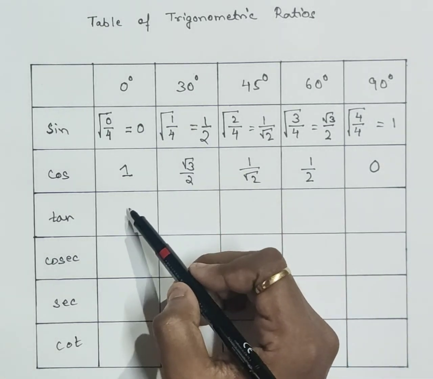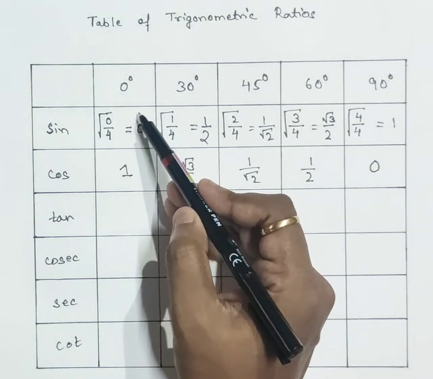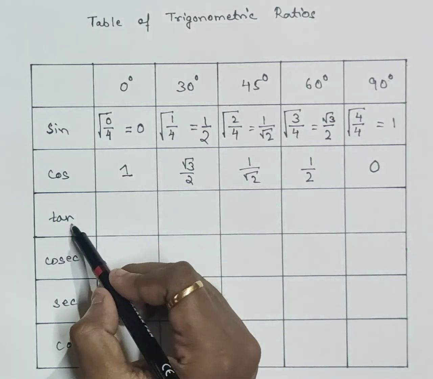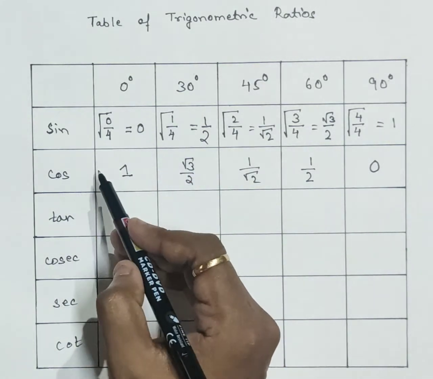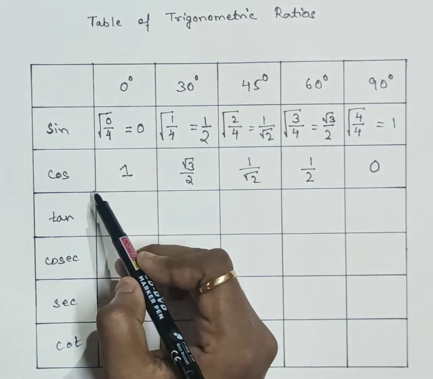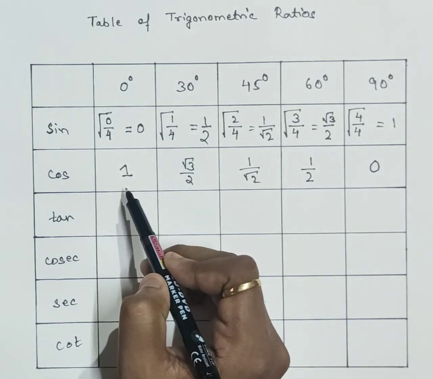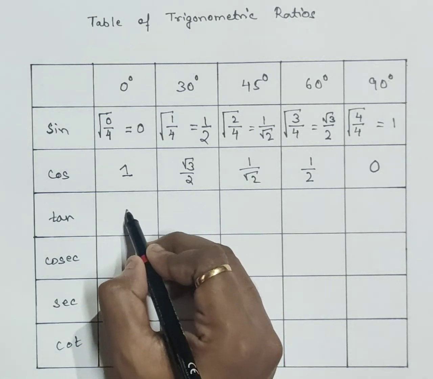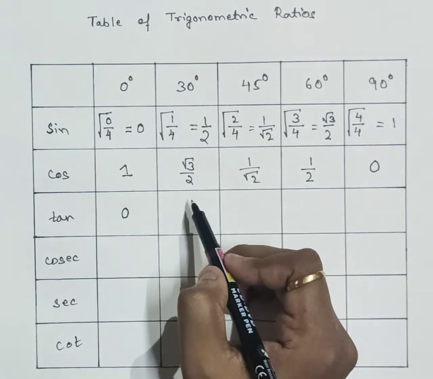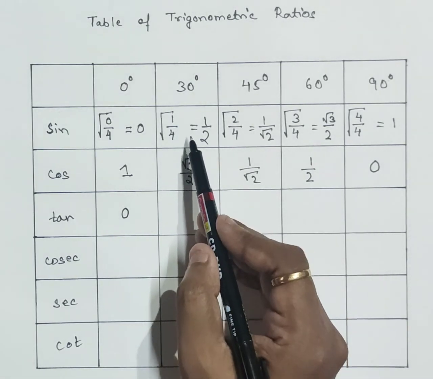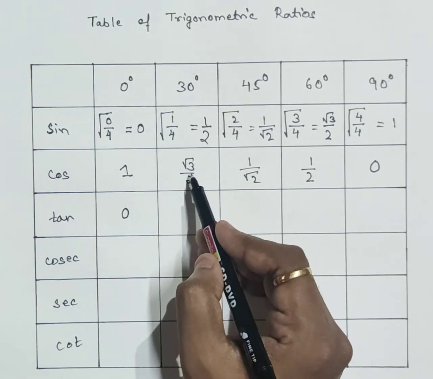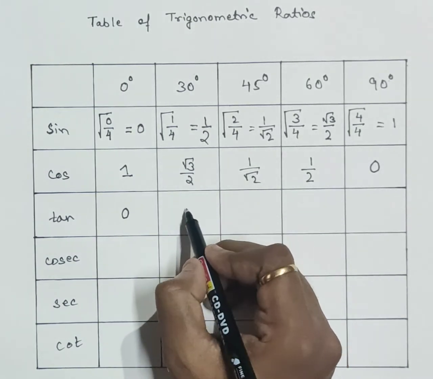For tan, we will write the values of sine by cos for every angle. So tan 0 degree will be sin 0 degree divided by cos 0 degree. Sin 0 degree is 0, cos 0 degree is 1. 0 divided by 1 is 0. So tan 0 degree will be 0. Tan 30 degree will be sin 30 degree divided by cos 30 degree. 1 by 2 divided by root 3 by 2 is 1 by root 3.